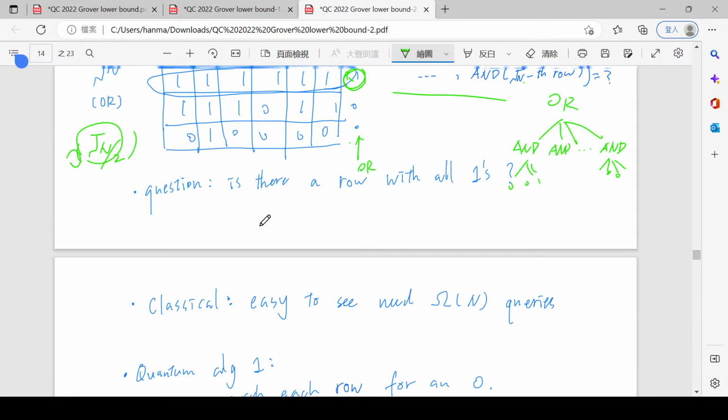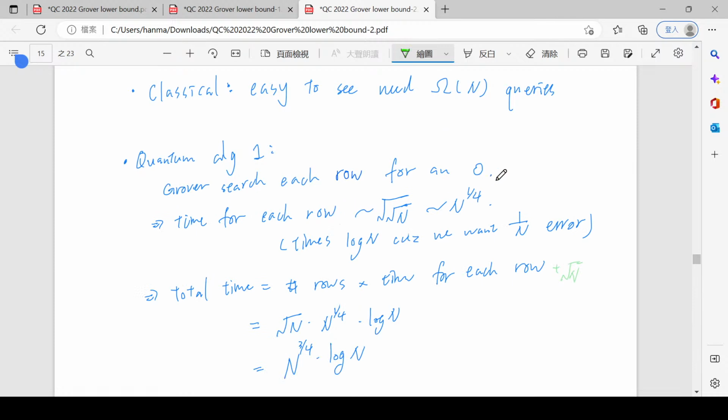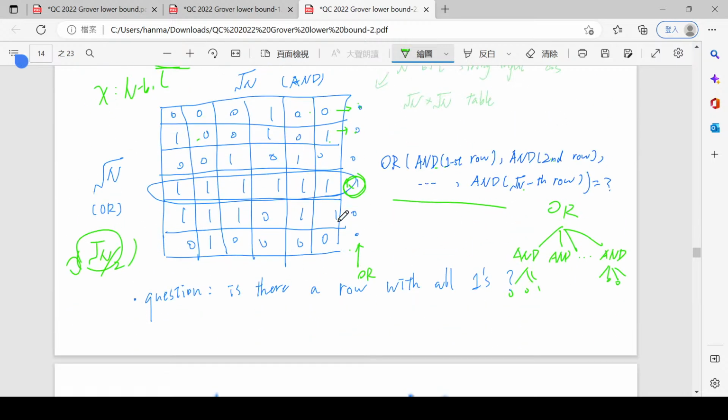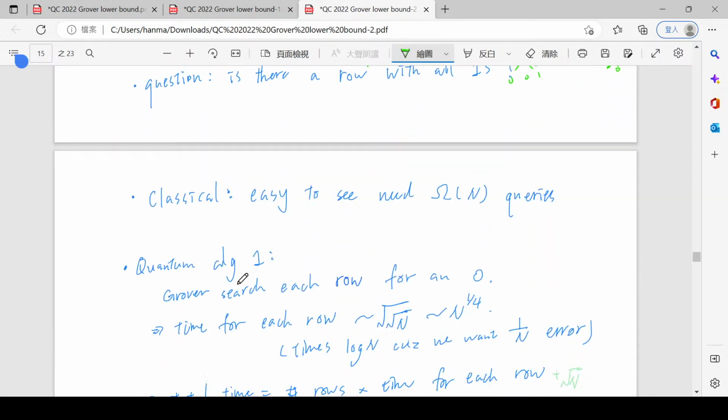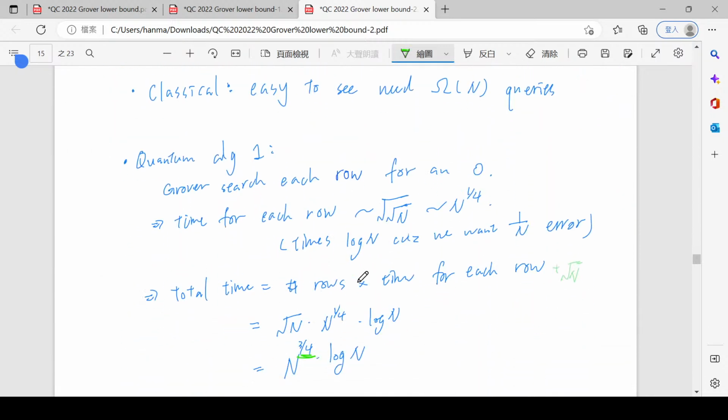Okay, we have 5 minutes. But anyway, let's run a very dumb algorithm first. So quantum algorithm number 1 that gives you n to the 3/4. What you do is you run Grover's search algorithm on each row. So for all of those ANDs, you just run Grover's algorithm, and you record the result. So this is pretty simple. Each row has square root of n items, and you run Grover's algorithm, so you only need the square root of those numbers, so that's n to the 1/4 queries you need to do.